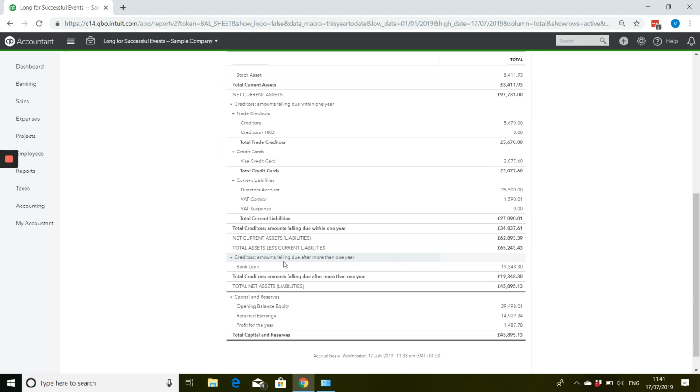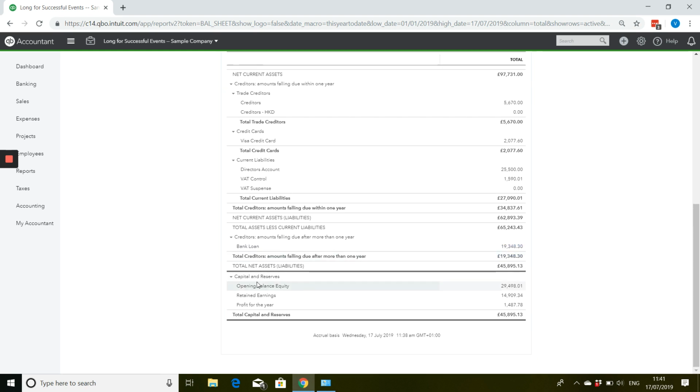Now it says creditors amounts falling due after 1 year. I've got a bank loan showing there for £19,348.30. So that's a long-term loan, so it's going to be over more than a year. And where it says capital and reserves, you've got opening balance equity, which is just the equity in the company, retained earnings from previous years, and the current profit for the year. So the total capital reserves here equals the total assets less liabilities here.